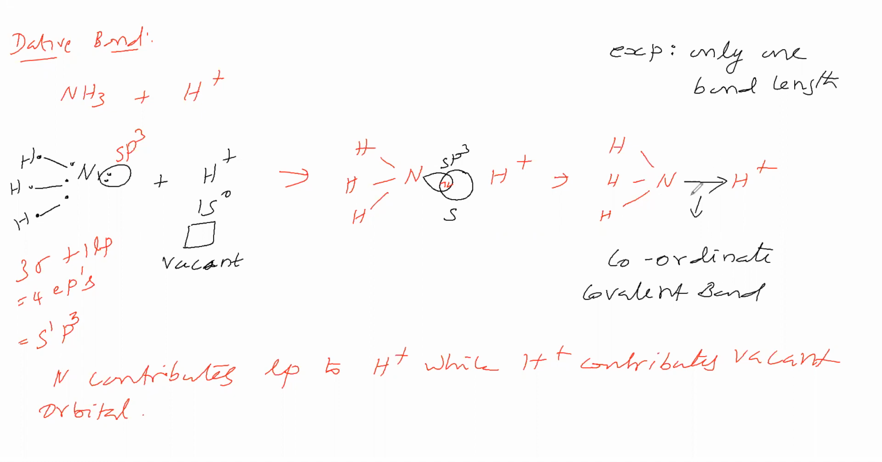Why do we have to make this bond also like this one? Because experimental evidence says this species has only one bond length. Only one bond length in the sense all the 4 bonds have the same nature. Then only one bond length will be possible. So in order to make this bond also like these 3, what we have to do, that we'll see.